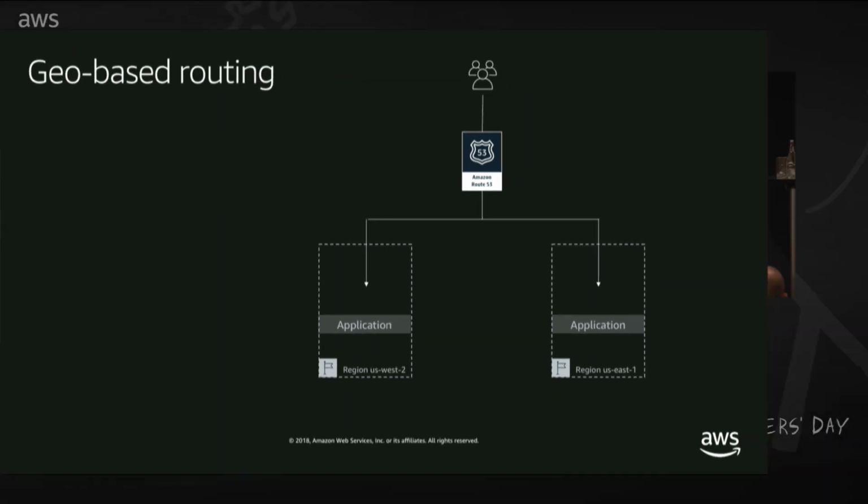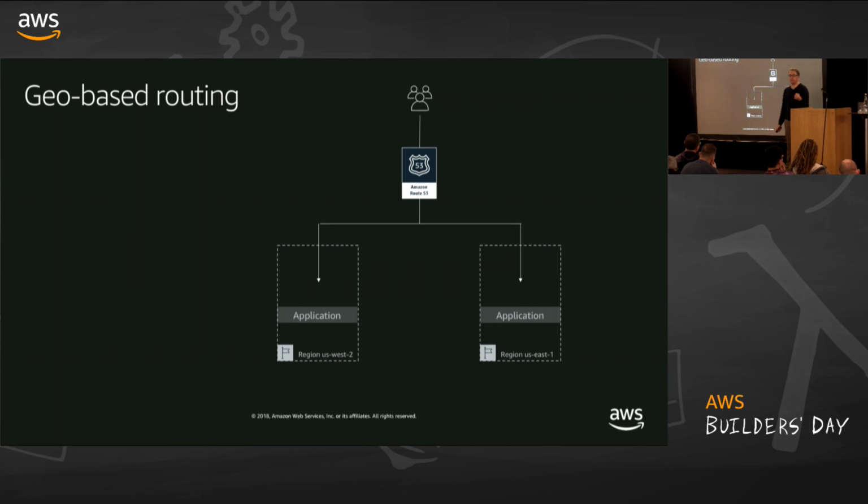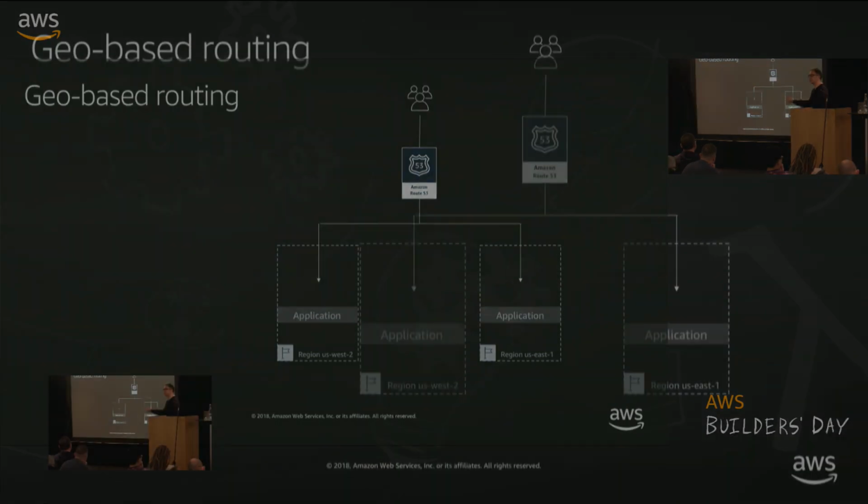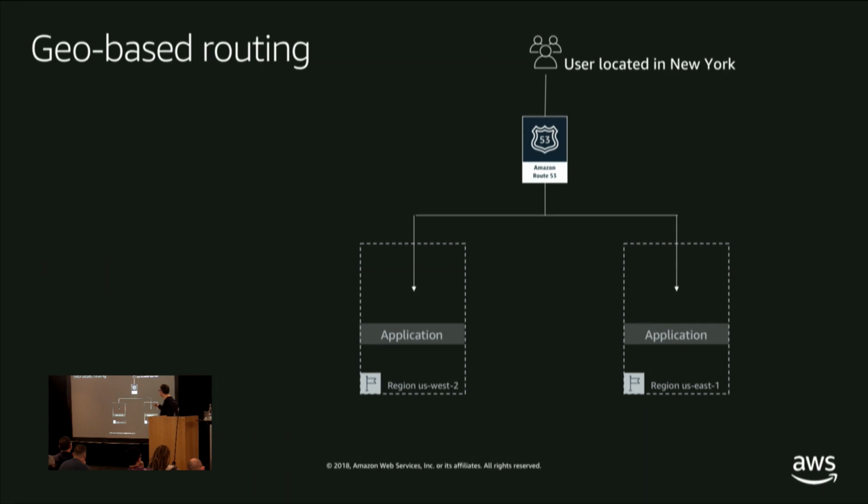We can also do geo-based routing, where you can specify country by country. This is normally useful if you have digital rights, or you have to expose different services depending on the geography, because in some countries you can do something different than in others. And here you can send users based on the country they are coming from.